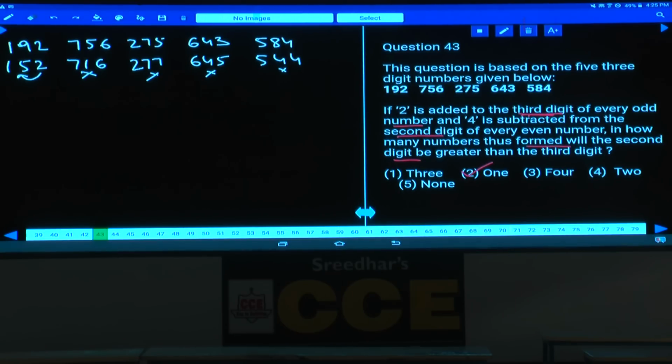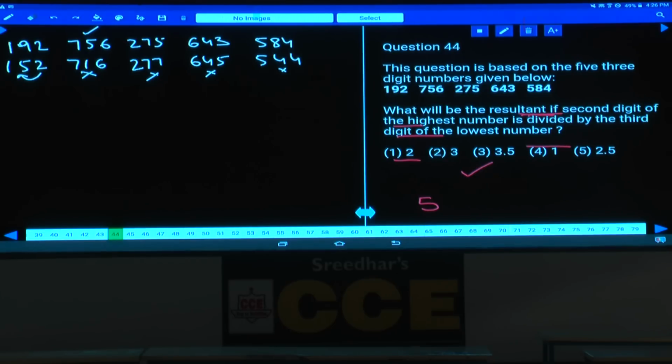Next one, question number 44. What will be the resultant if the second digit of the highest number is divided by the third digit of the lowest number? What is the highest number here? Now 756. Second digit of the highest number is 5. The lowest number is 152, the third digit is 2, hence 5 by 2, that is 2.5. Choice 5. Question number 44, choice 5 is the answer.